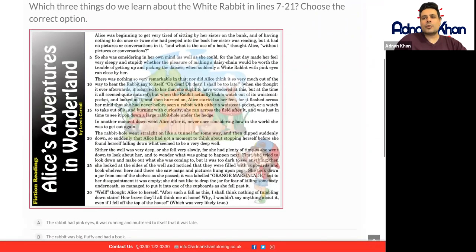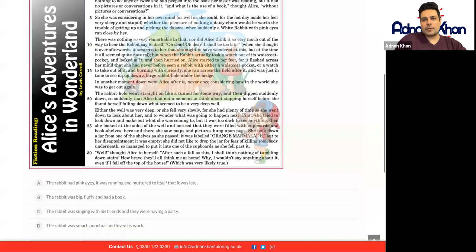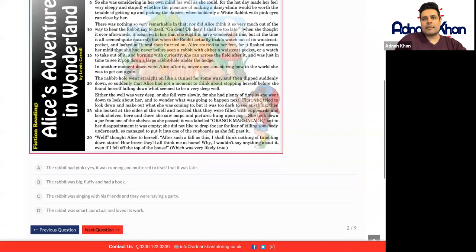Which three things do we learn about the white rabbit in lines 7 to 21? Move this up a bit so you can see the options as well. Lines 7 to 21.